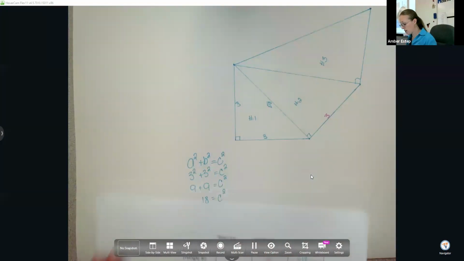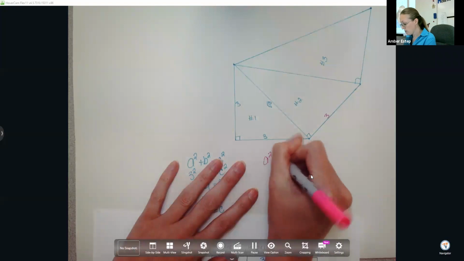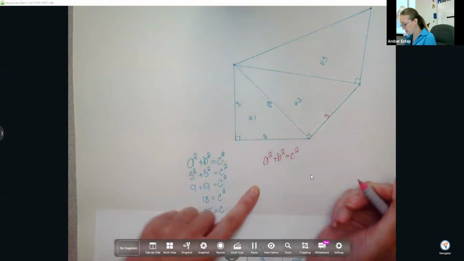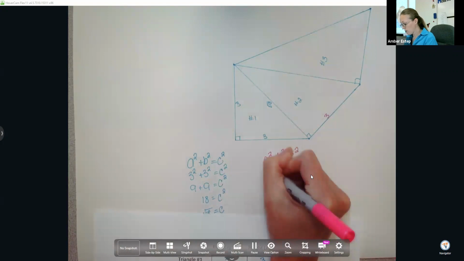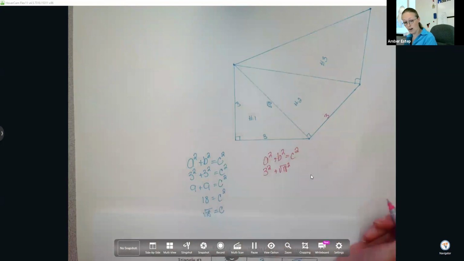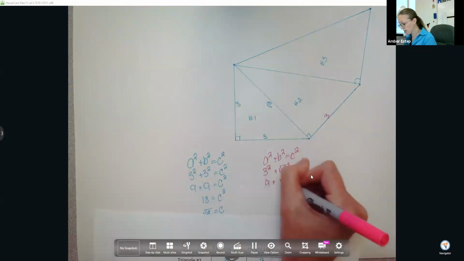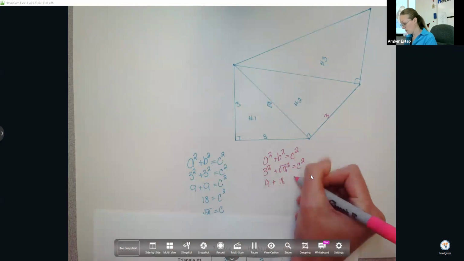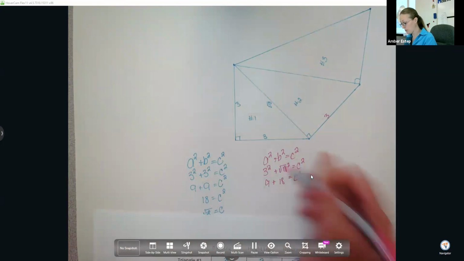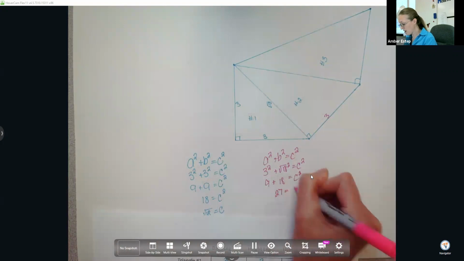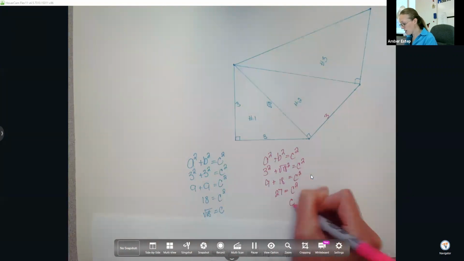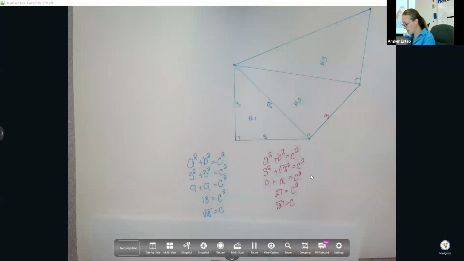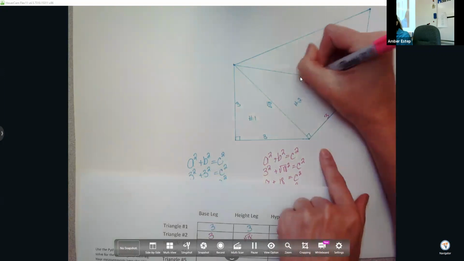So now let's do our Pythagorean theorem again. a squared plus b squared equals c squared. 3 squared plus the square root of 18 squared equals c squared. 9 plus 18 equals c squared, because the square undoes the square root. So 27 equals c squared, so c equals the square root of 27. Right there, so this was the square root of 27.